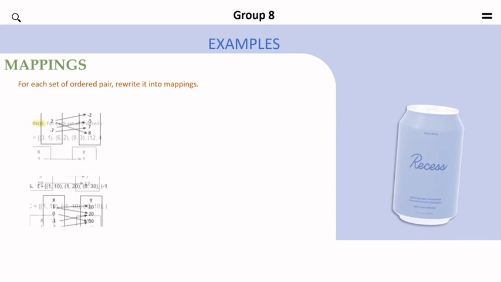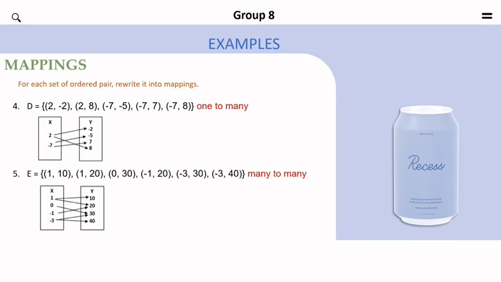Number 4 is 1 to many. The x is 2 and -7, while the y is -2, -5, 7, and 8. Number 5 is many to many. The x is 1, 0, -1, and -3, while the y is 10, 20, 30, and 40.